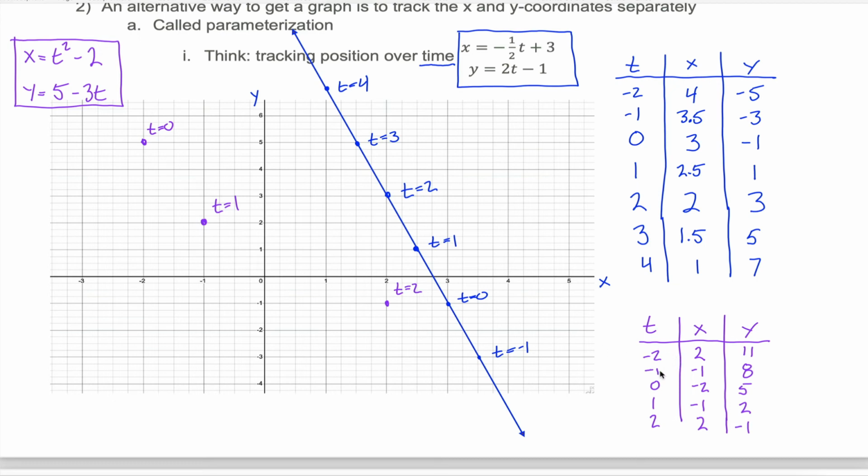I don't have room for any of these other points, but maybe I can get an idea. At time -1, the x-coordinate should be -1 and the y-coordinate should be 8. So somewhere loosely speaking up here, just off of my graph, is where t is equal to -1. And maybe I can tack on one additional point at time 3. At time 3, the x-coordinate would be 9 minus 2, in other words, 7. And the y-coordinate would be 5 minus 9, in other words, -4. 7 is a little off my axis, somewhere over here. -4 is somewhere down here. This dot somewhere out here is where time is equal to 3.